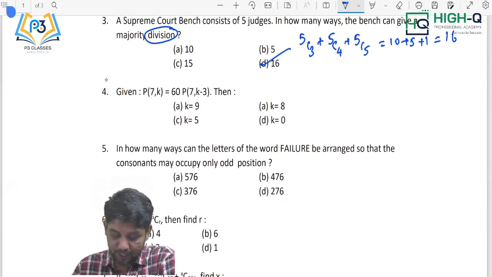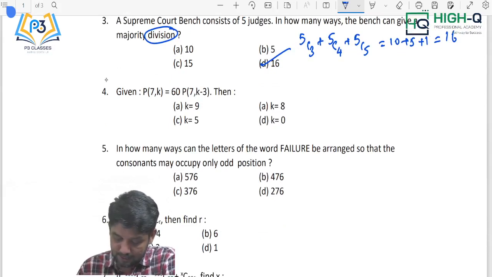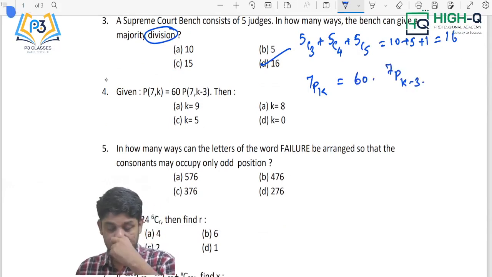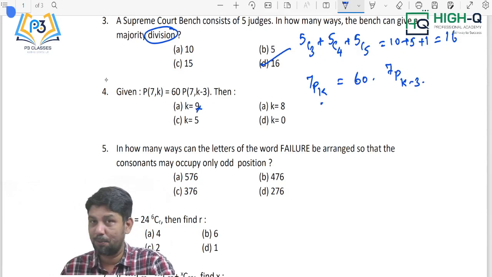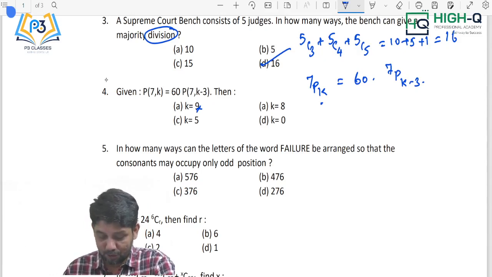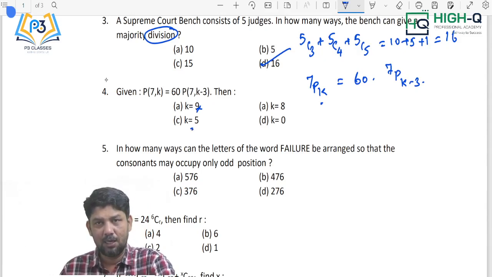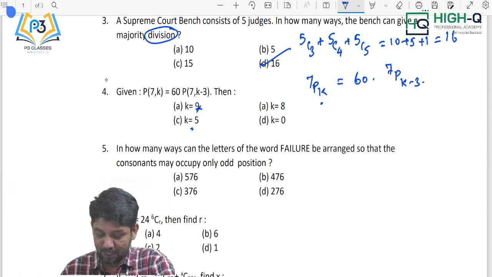Next one. Given 7Pk is equal to 60 times 7P(k minus 3). The best method you may say is the trial and error method. 9 is not possible at all, because this k value cannot be more than 7. So 8 is also not possible. Only 5 is available. Let me check 5, and that has to be the answer.